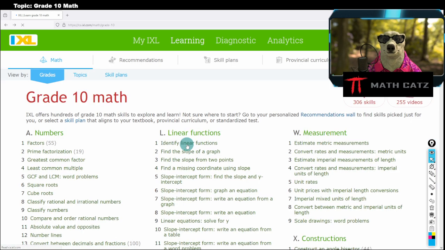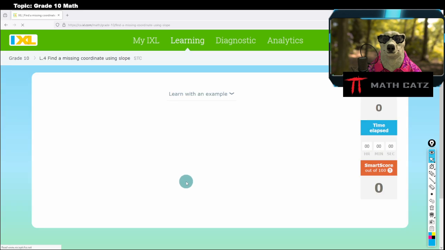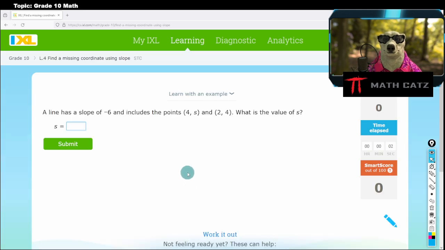I have one more variation that I want to quickly do. Find the missing coordinates using the slope. So this one is a little flipped around. I have the slope, and I have 2 points, sort of. They're not complete. I want to find that missing coordinate. They call it S in this case.